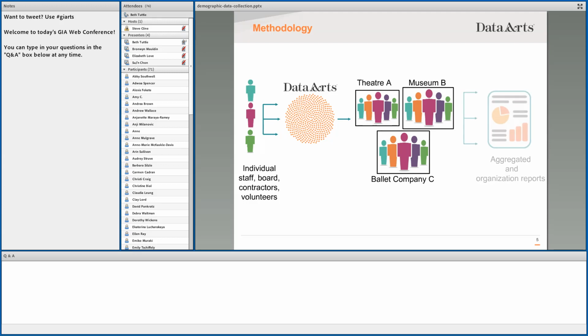DataArts then produces reports always at the community level, and when we can, we will produce individual organization reports. In order to produce individual organizational reports, they have to have a minimum of 7 respondents and a statistically significant number of respondents as a percentage of their total workforce. The reason for these requirements is that with less than that kind of response, we can't maintain the privacy of those individuals.